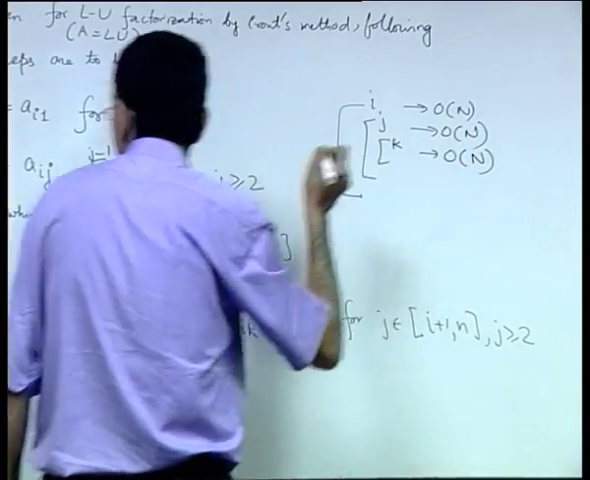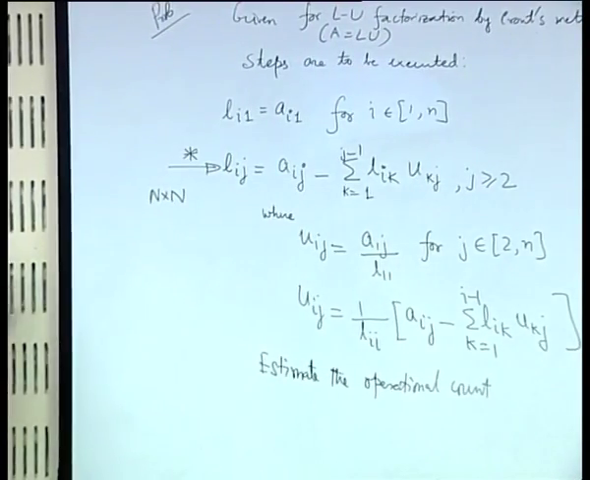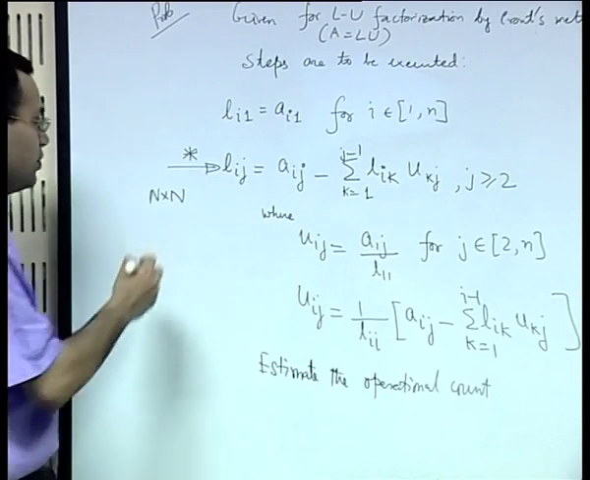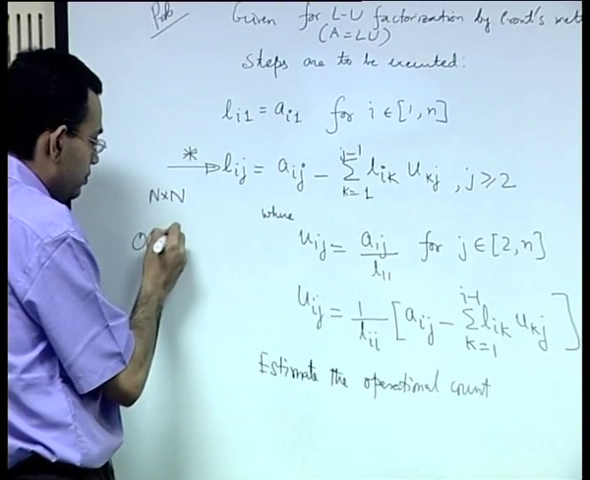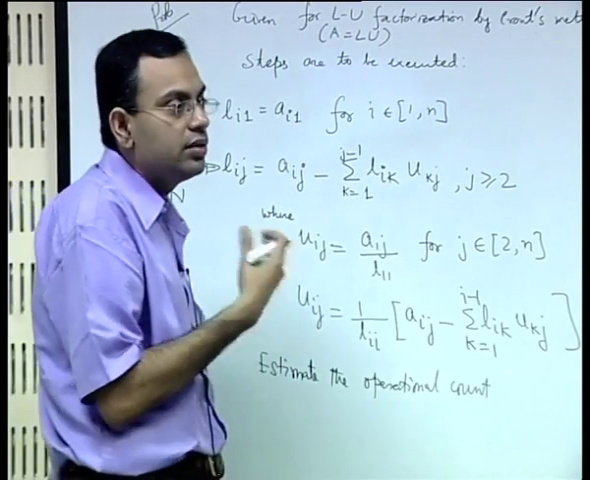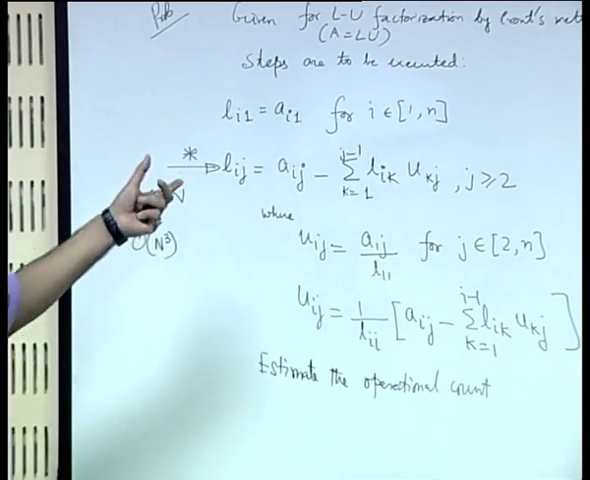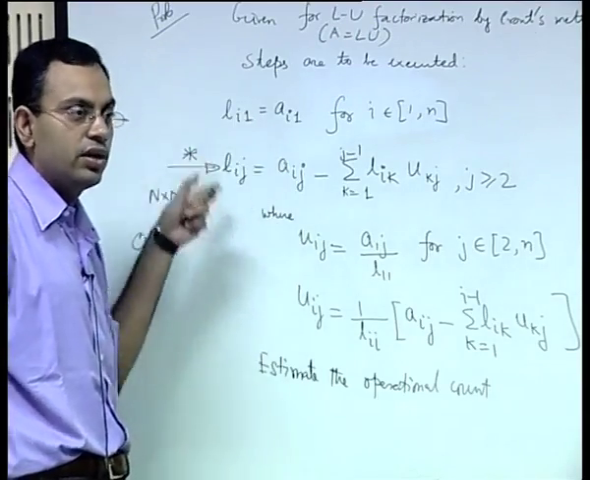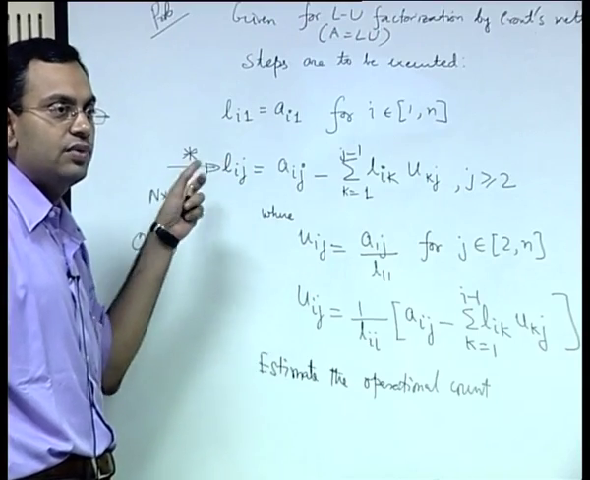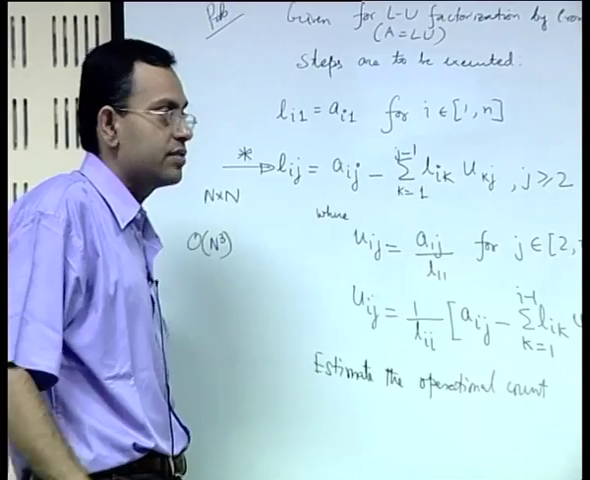So, that makes this particular step the rate determining step, or the operation count determining step, and that is of the order of n cube. The whole idea is to get a feel of how, by looking into an algorithm, or even not a full algorithm, just a skeleton of an algorithm, you can figure out the number of operations. This is not a fully described algorithm, but a skeleton which is good enough to tell us the number of operations.